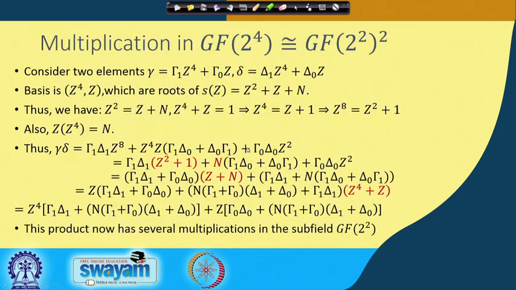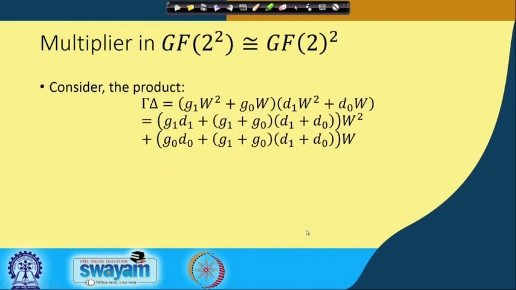We already worked out the product in GF(2^4), where we were able to do multiplication in GF(2^4). The idea was that we write an element in GF(2^4) as GF(2^2)^2, and therefore continue our operations from there. Okay. So, now when we work out this GF(2^4) multiplication, we have several multiplications which are now in the subfield GF(2^2). Okay. So, we should be able to work that also out. And here is a way how we can do that.